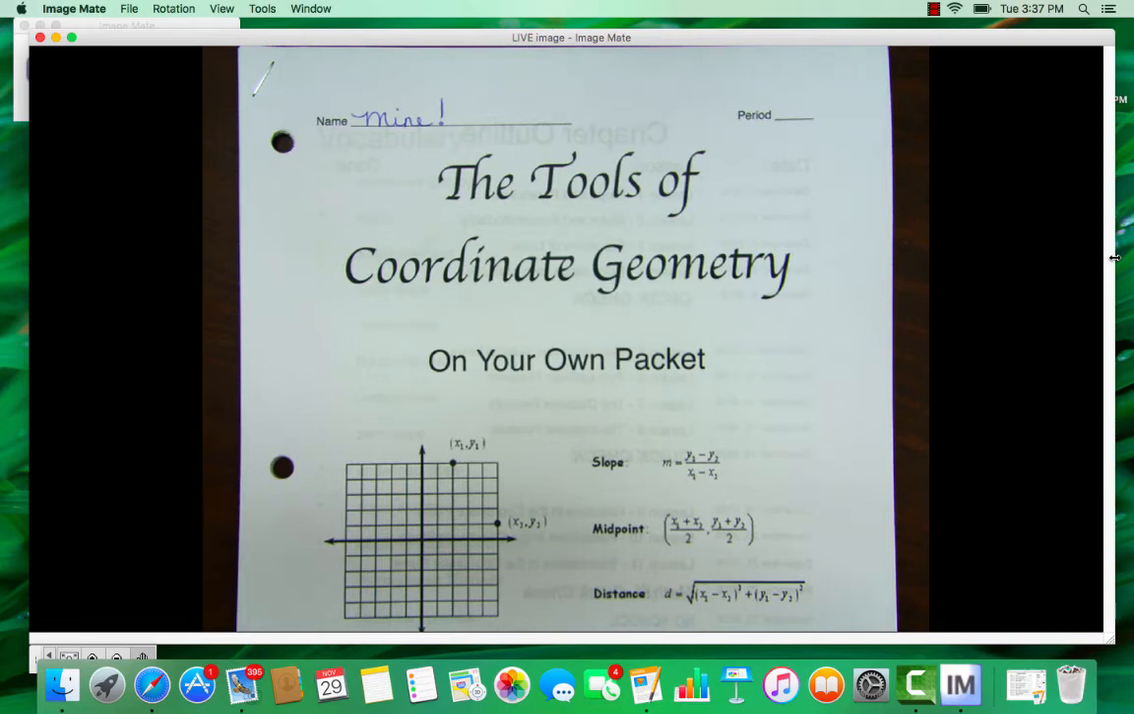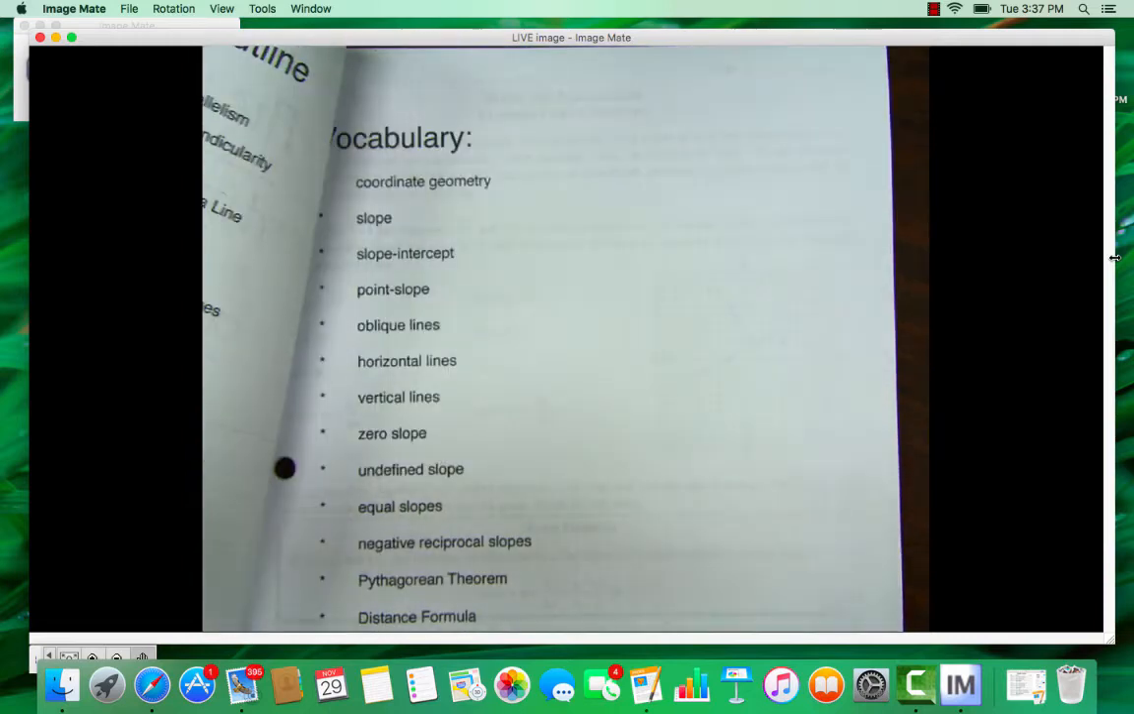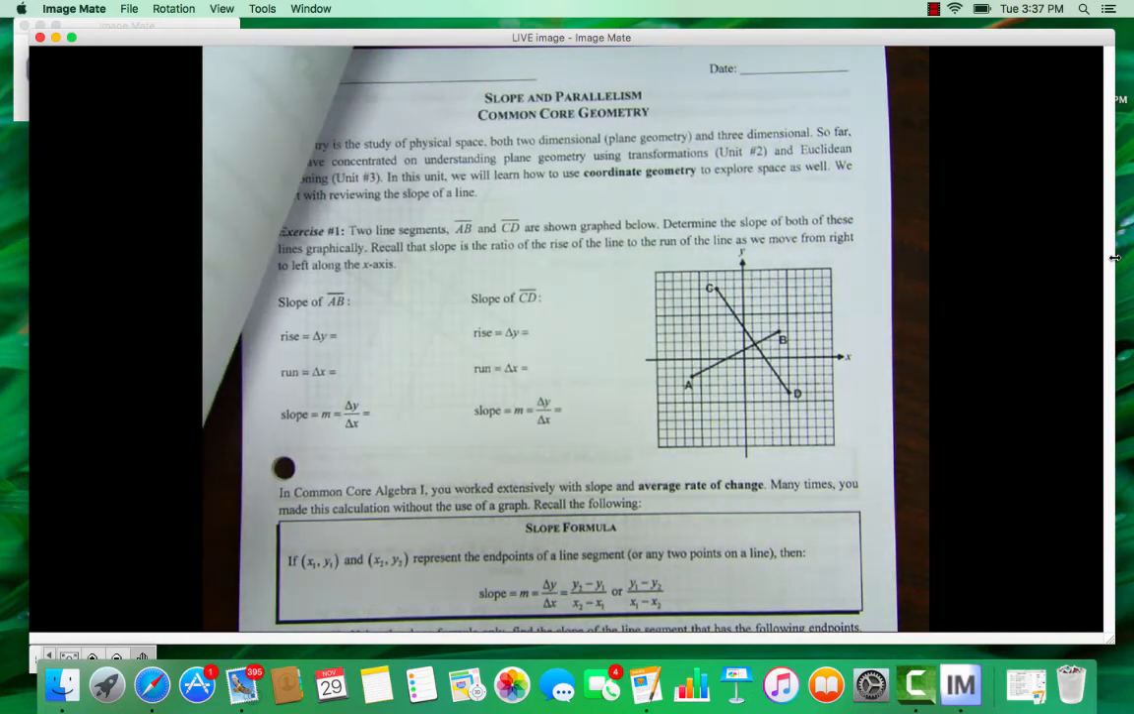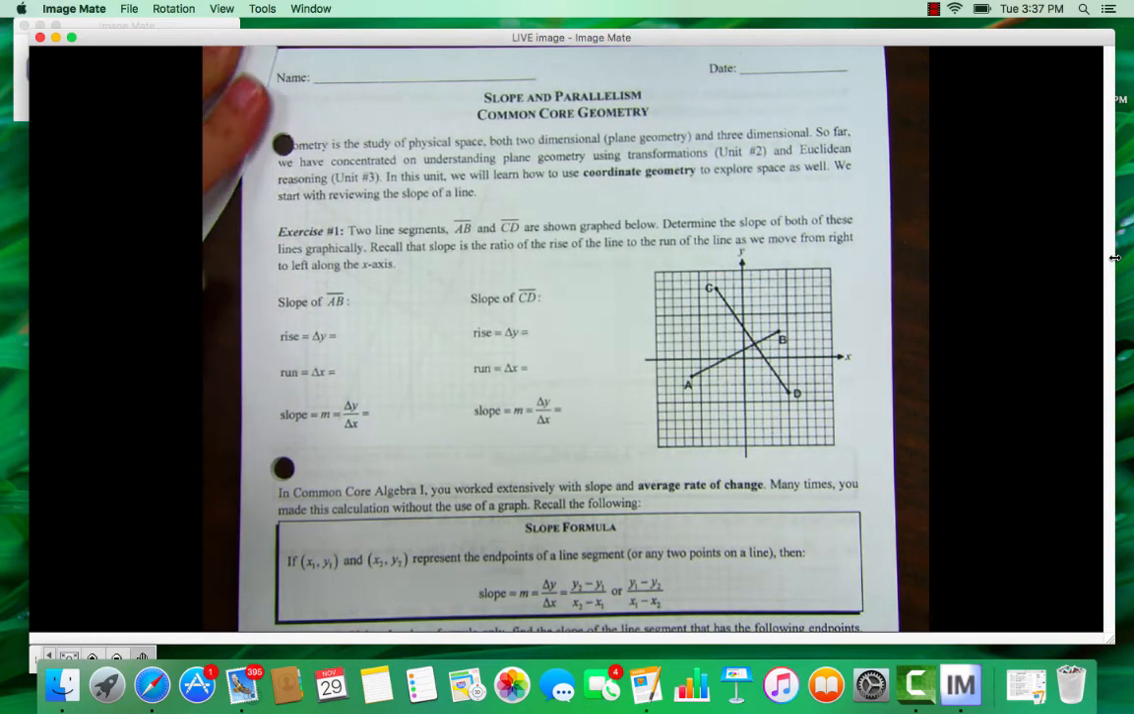So for today's video, what we're going to do is take a look at the Tools of Coordinate Geometry packet, and we're going to look at the first lesson. If you flip through, you have your outline and your vocabulary page, and then the next page in your packet is on slope and parallelism, and this is the page that we're going to look at together.